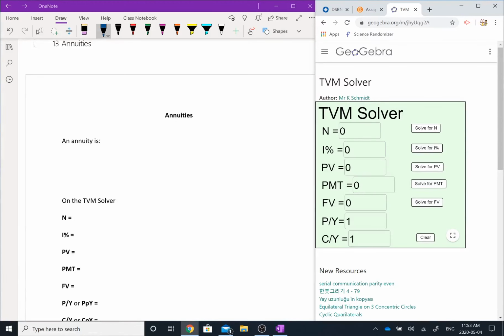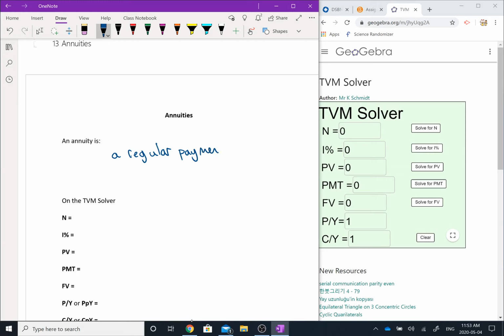In today's note, we're going to be looking at annuities. So what an annuity is, it is a regular payment over a fixed period of time. An example of something like this could be a mortgage payment, because you're paying the same amount, a certain amount every month, and there's interest on that.